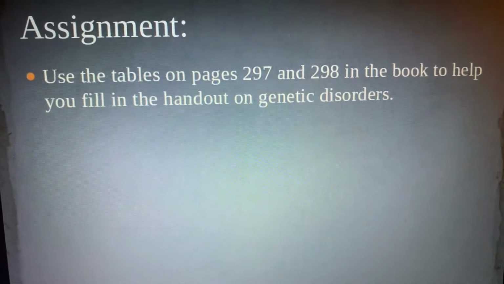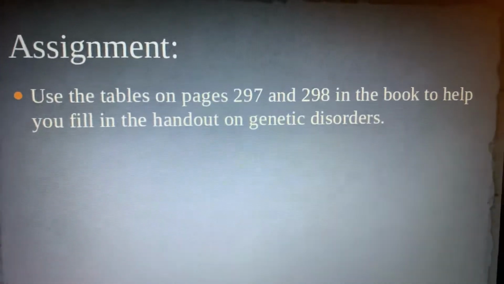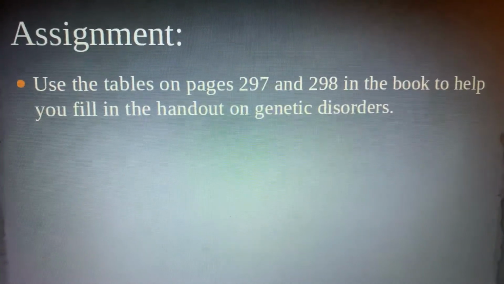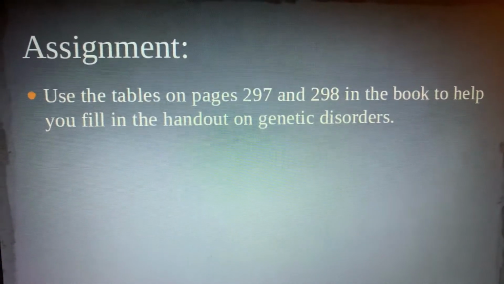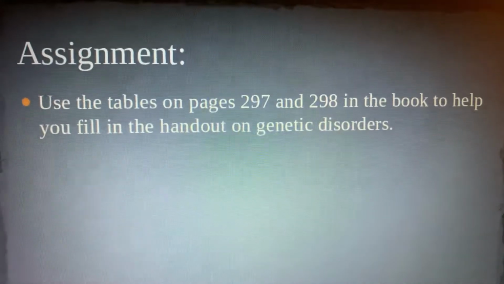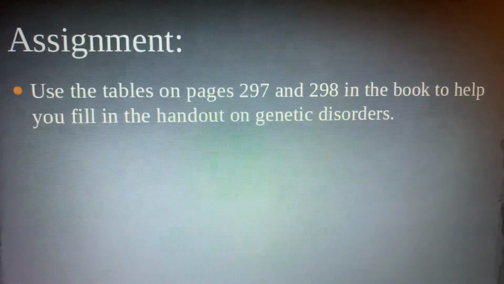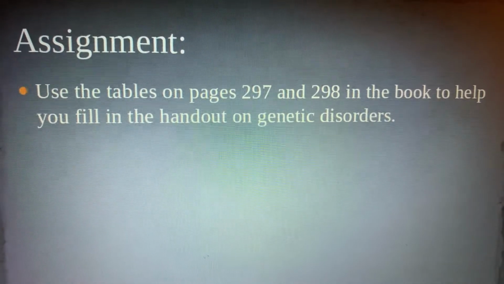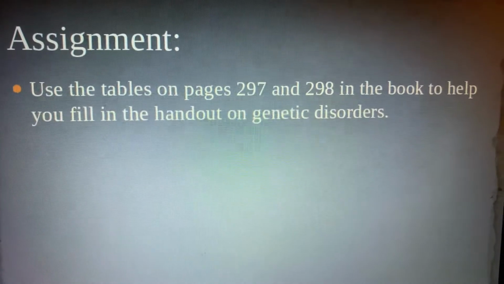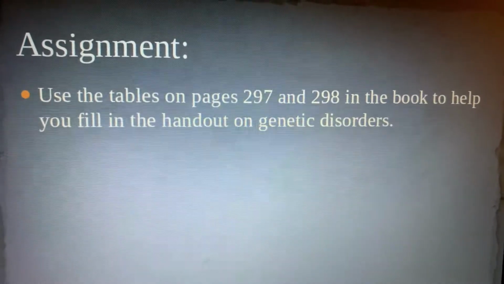But I do want you to be able to know them well enough that if I gave a description of Tay-Sachs disease, that's a recessive disorder that is found in infants of the Jewish population and results in devastating effect on their brain and nervous system, and they usually don't live very long, that if you read that description, you would be able to recognize it as Tay-Sachs. And so read over those disorders and make sure that you know them well enough that you could recognize them if you read the description.